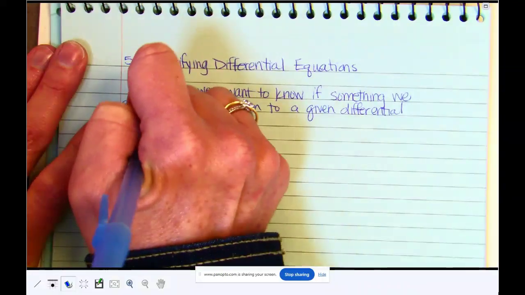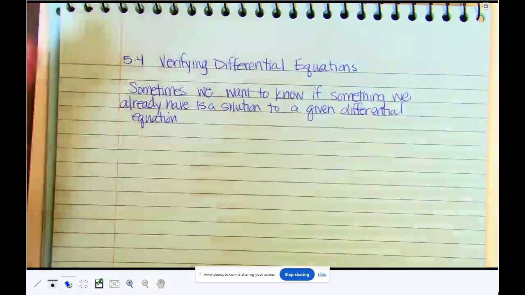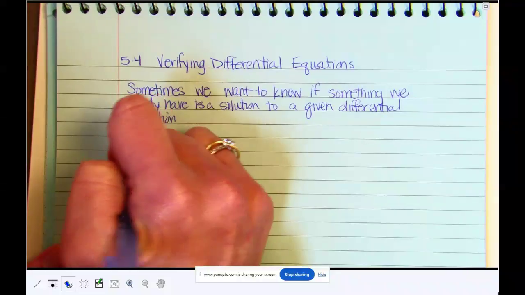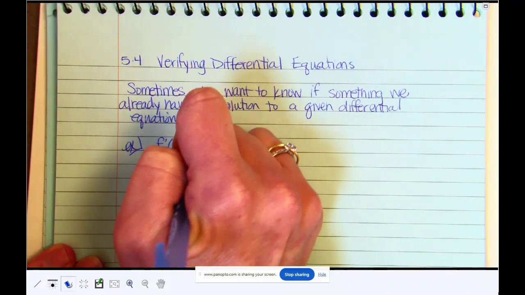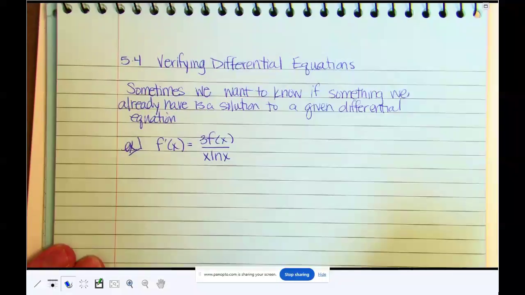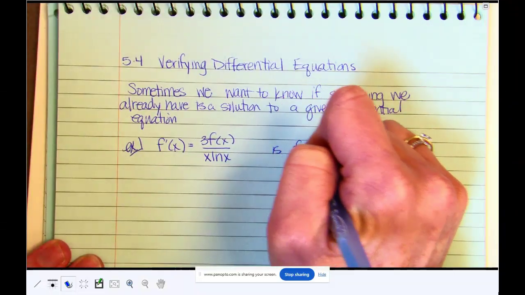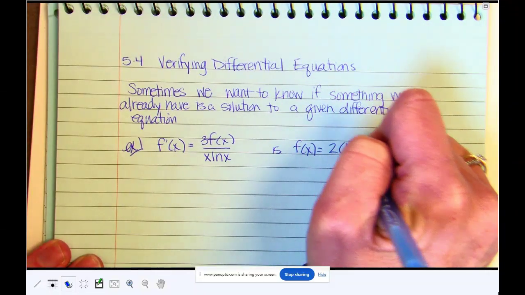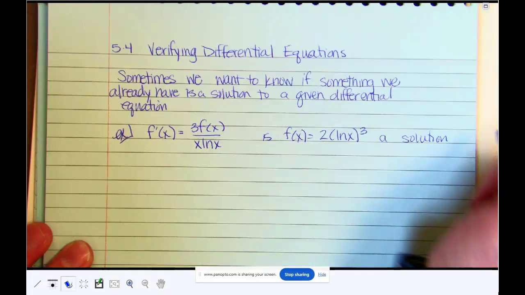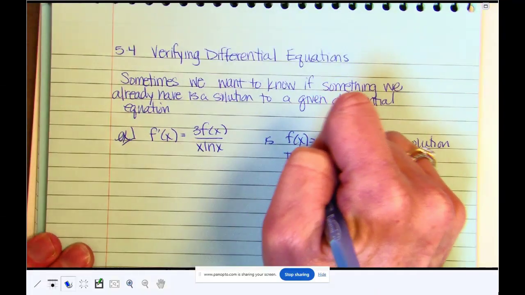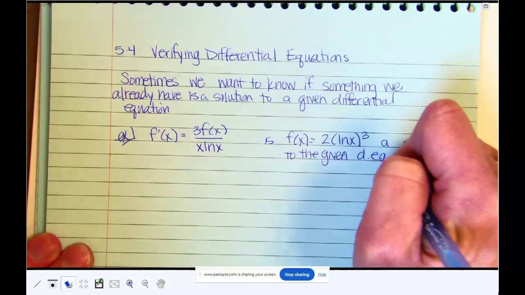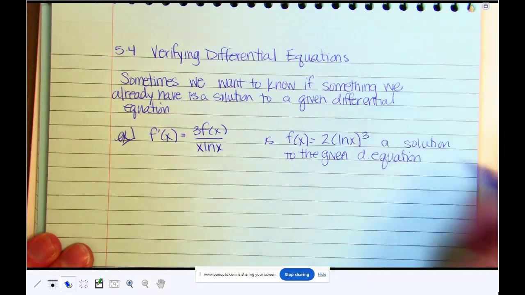Okay, so I'm going to give you an example, and then I'm going to tell you how we do these things. Okay, so here's an example. It would say f prime of x is equal to 3 f of x over x natural log x. Is f of x equals 2 natural log x cubed a solution to the given differential equation? Okay, I'm not going to write out the word differential.